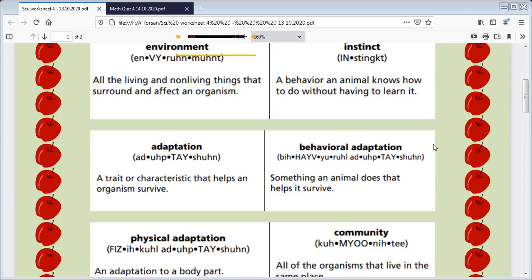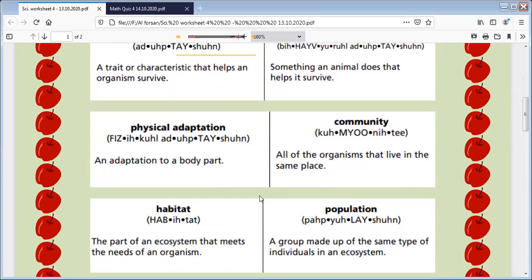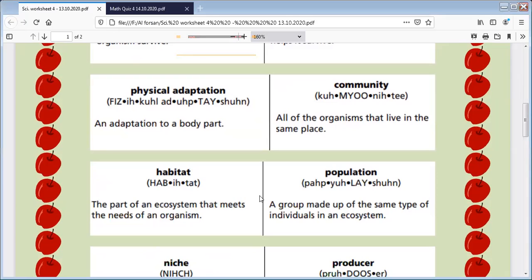Badr, what is physical adaptation? It's an adaptation to a body part. Thank you.